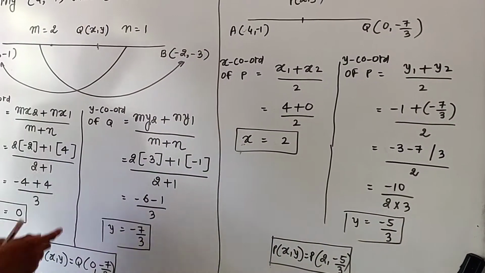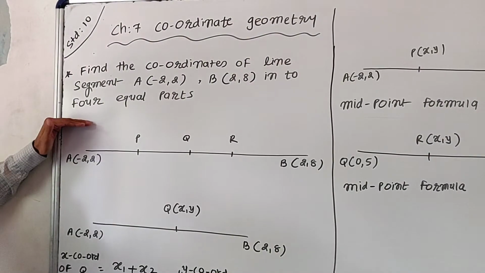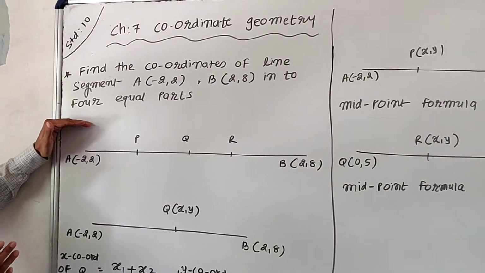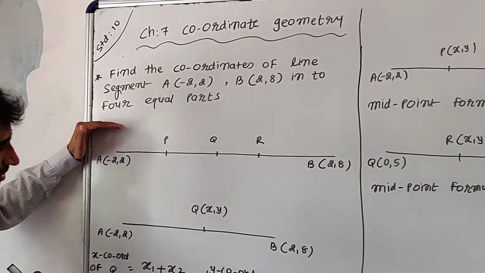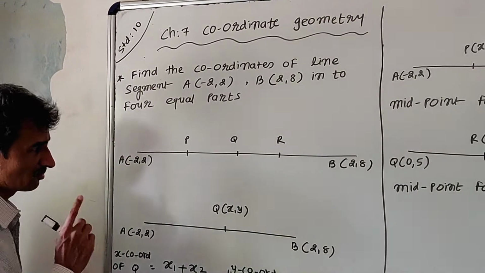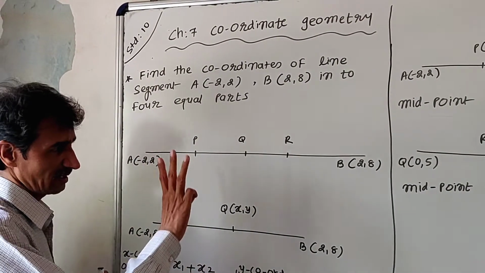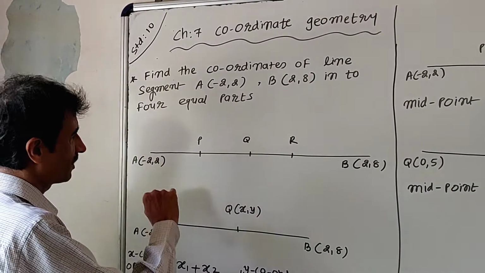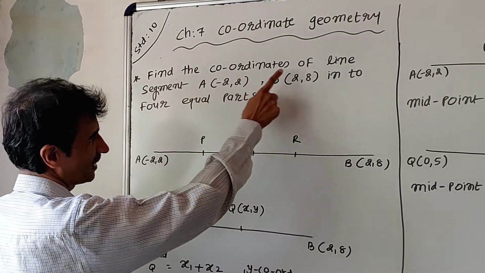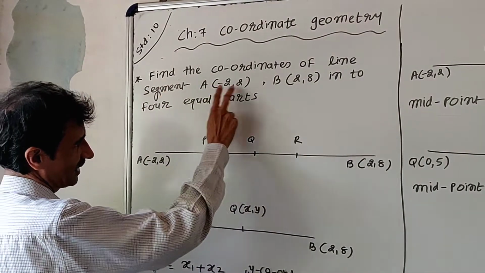This is the concept of the trisection. In the previous case, I wanted to find out the coordinates of trisection, which means dividing the given line segment into 3 equal parts. Here, what is the given? Find the coordinates of the point. Now, this A and B is given.